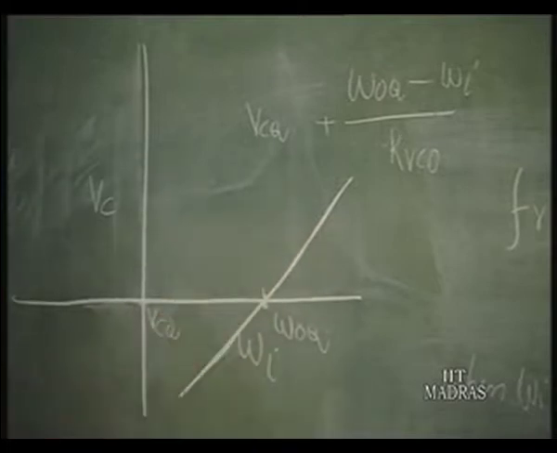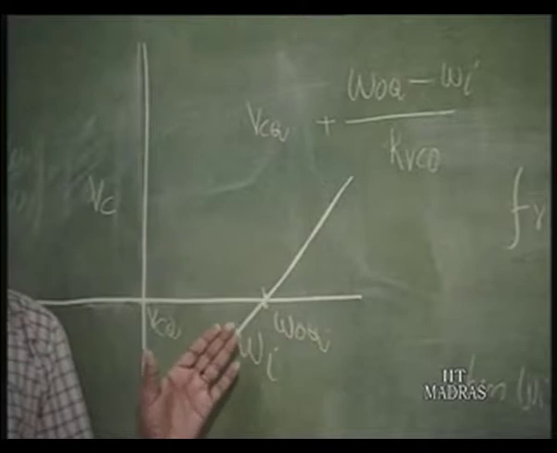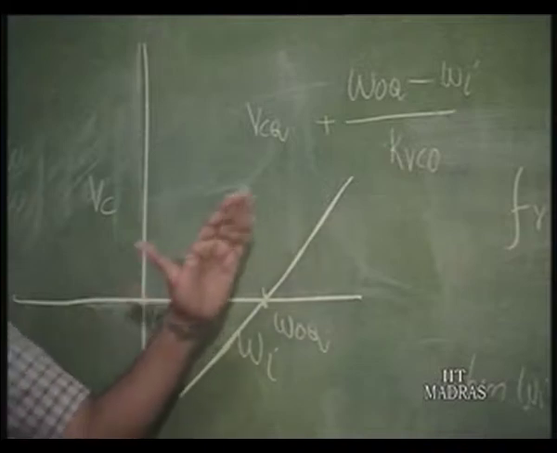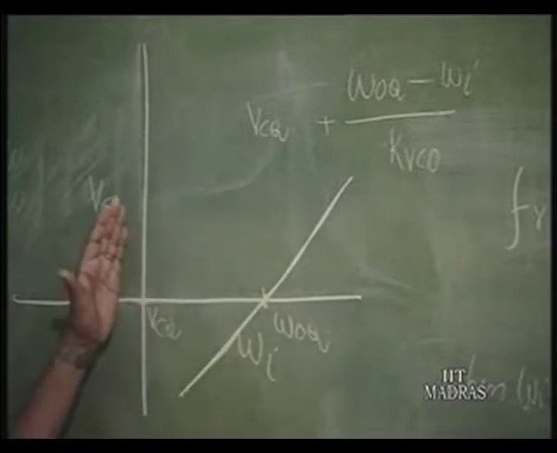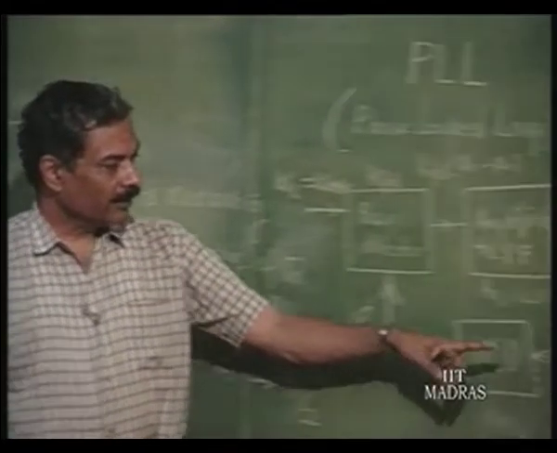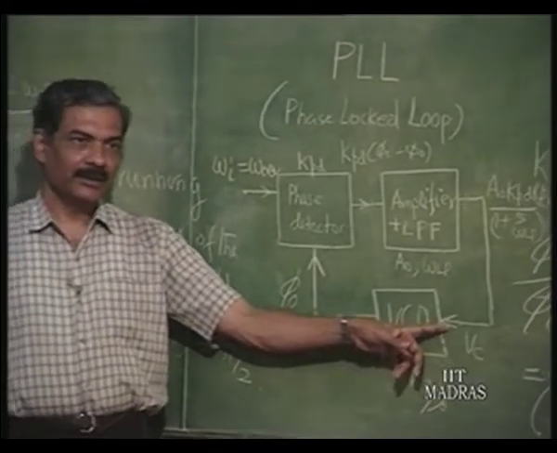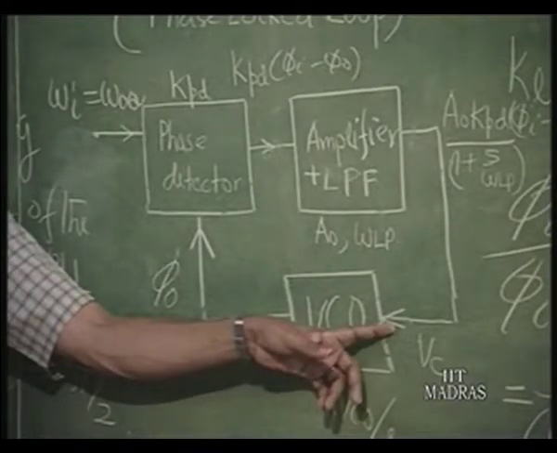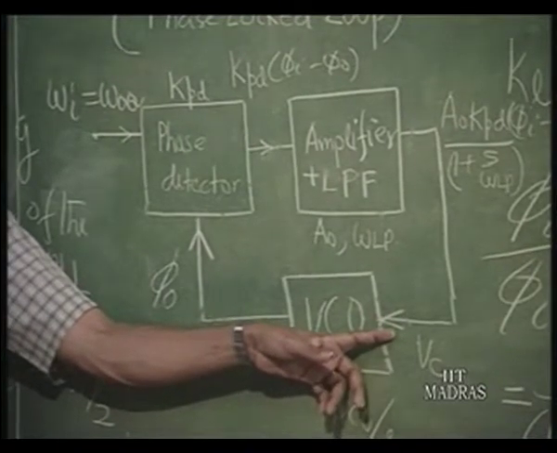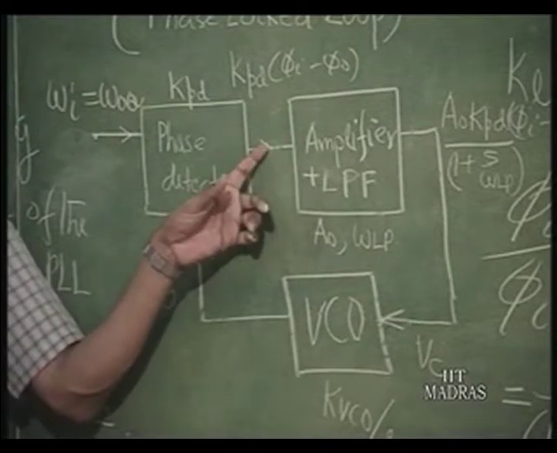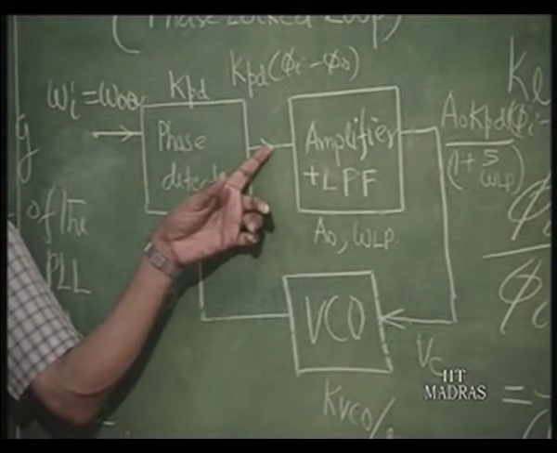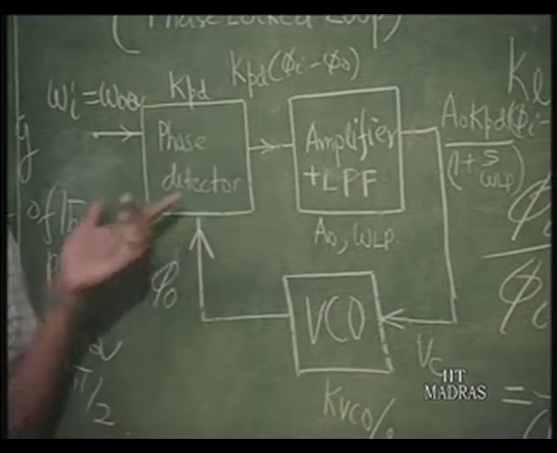That means, as I change omega I, omega naught is going to follow omega I in a linear fashion like this, such that Vc is a linear curve here. Now, once again let us come to this. This has changed over to a DC above Vc by an extent equal to omega naught q minus omega I by kVco. This has changed over to a DC which is that divided by A naught. That DC is the average of the phase detector output.